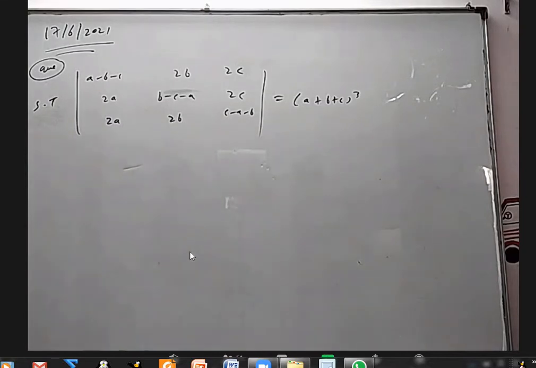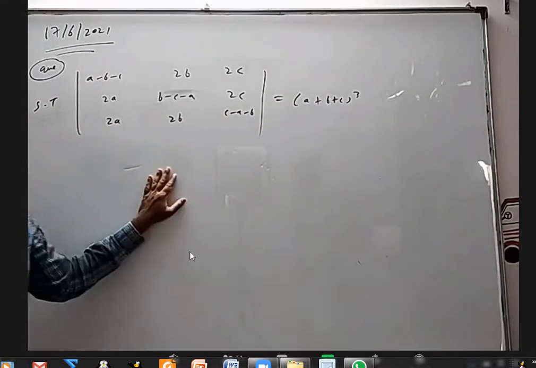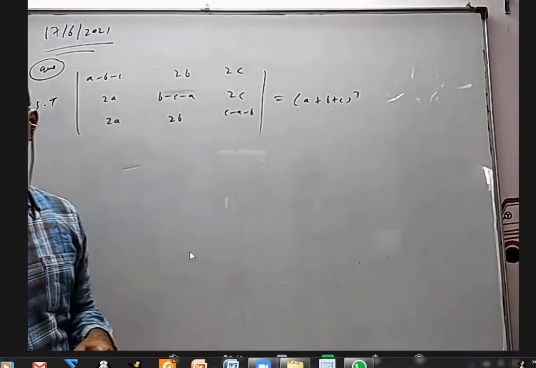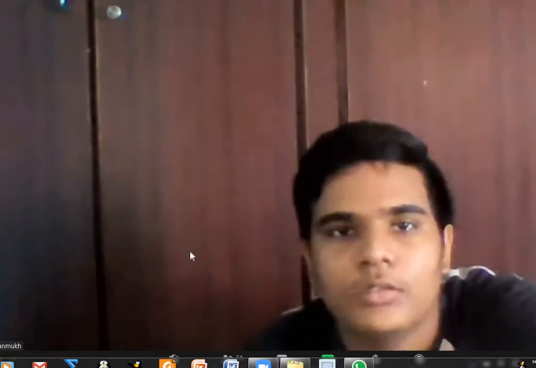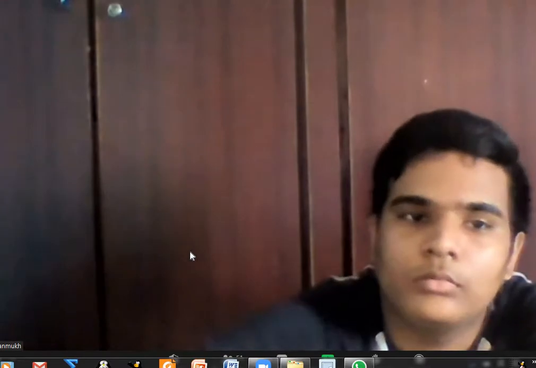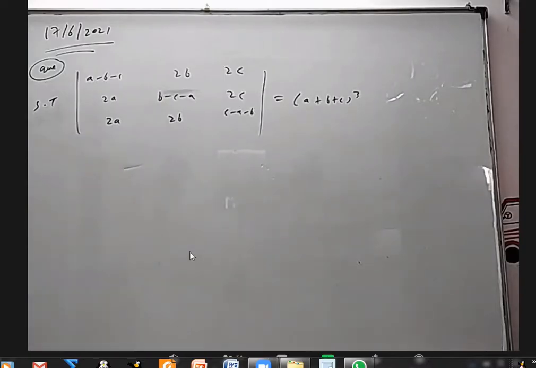Okay, please write this question. What is this model? Do you have any 1, 1, 1 everywhere? No, right? Okay. See, if one row is 1 or one column is 1, then we do that.